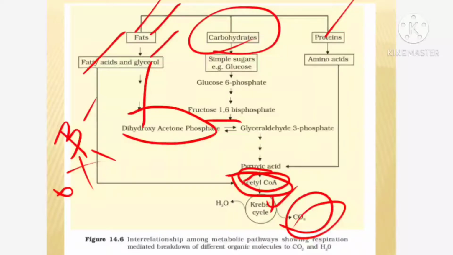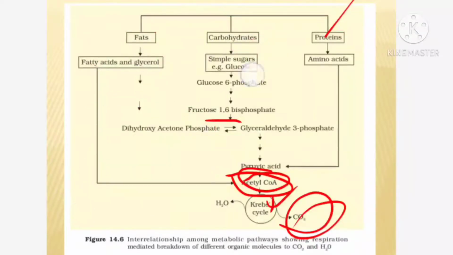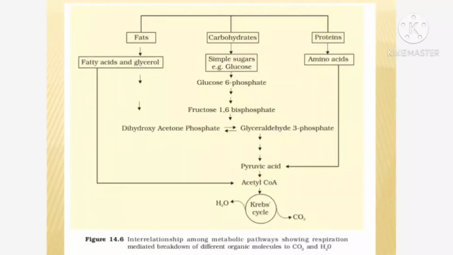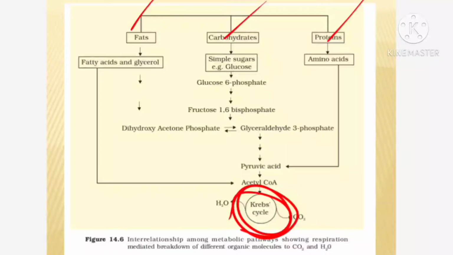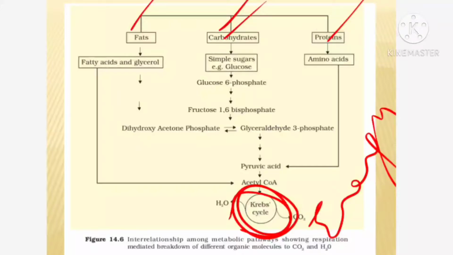So, this is a diagram representing the different metabolic pathways of different organic molecules. What are the different organic molecules? One is fats, second is carbohydrates, and third is proteins, all coming at last to the Krebs cycle, and they are generating energy for us. So, when you have carbohydrate, obviously you have energy, but proteins and fats also have the capability of releasing what? The energy.